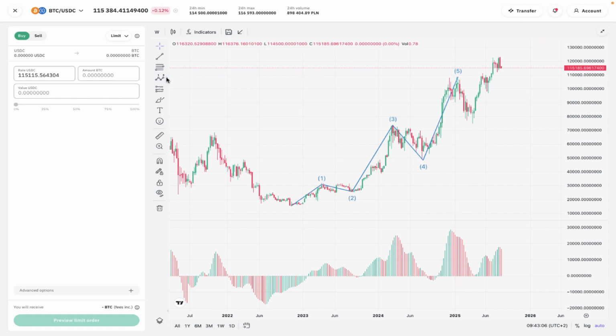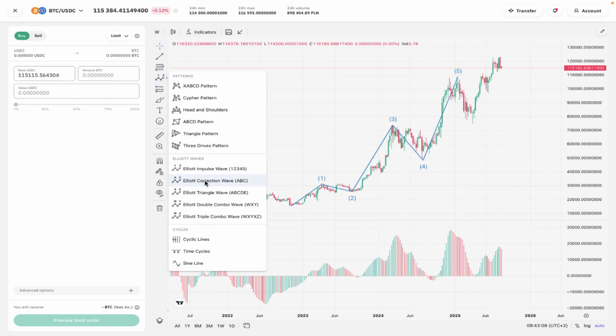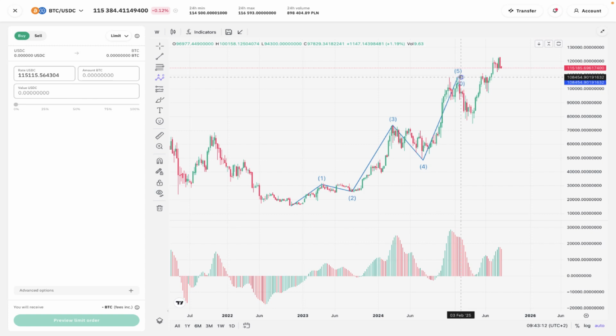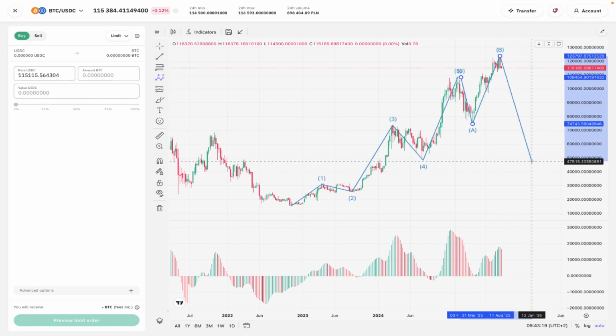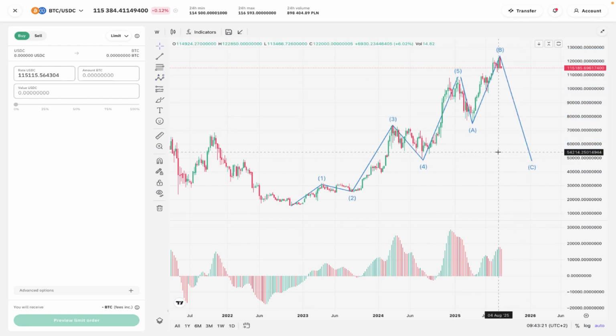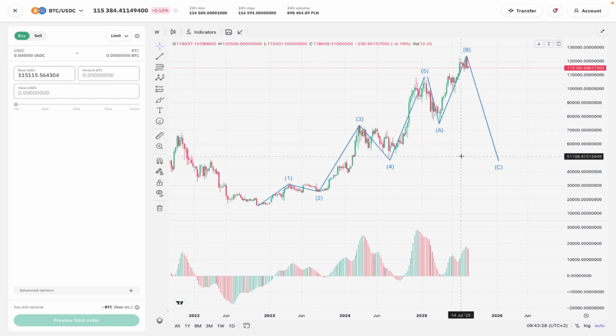Now most people are saying, all right, so what we can do here is irregular flat corrections, which is why they label this as wave A, this movement to the upside as wave B, and they wait for the wave C correction to the downside towards the level of 50,000, between 50 and 70,000. That is the potential target according to the cycles theory. And this is quite an unusual labeling because of this situation here with the irregular flat correction.